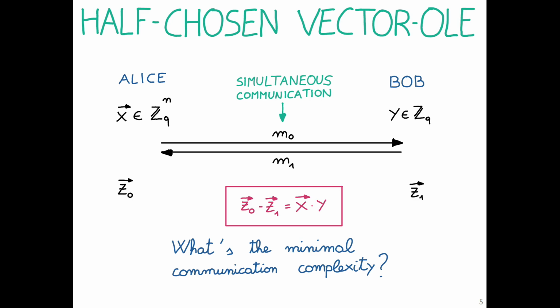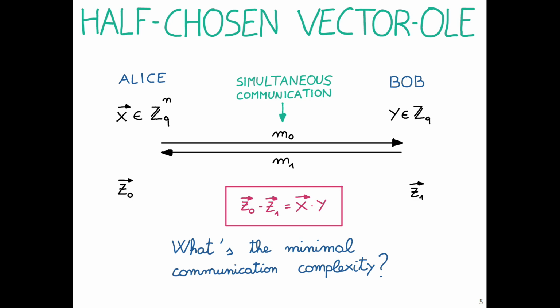Half-chosen vector OLE is a variation that does not allow Alice full choice over her side of the correlation. That is, Alice doesn't get to choose her share z0, but she does get to choose her input x. In many applications, x is some important secret value that needs to be chosen, whereas z0 is just a random mask to make sure that Bob does not learn anything.